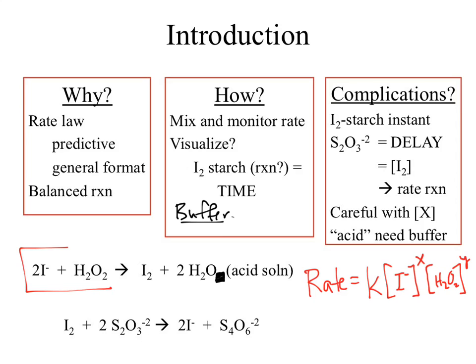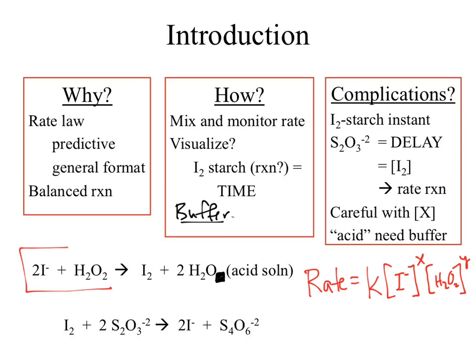What happens if I don't add any thiosulfate? When do we see the blue color? Immediately. Let's say we added an infinite amount of thiosulfate. When would we see the blue color? Never, because there's an infinite amount of this. So how could we set this up so that we can actually see that color change?